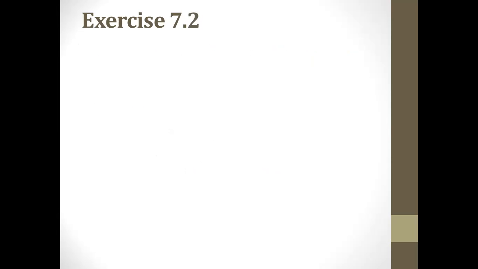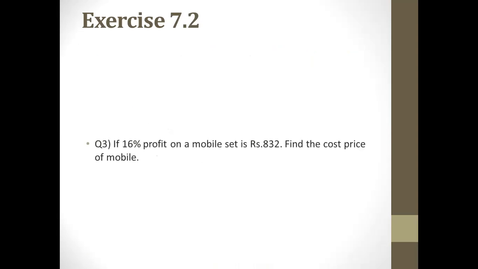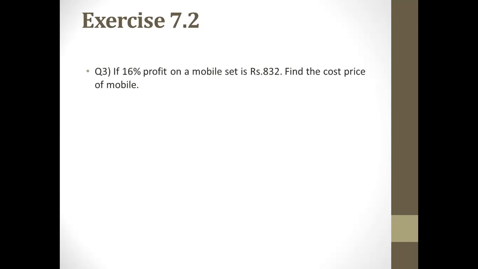Now we will start the next exercise, 7.2. In 7.2, questions number 3, 4 and 6 are included. Number 3 is: here you have given that 16% profit on a mobile set is rupees 832. Find the cost price. Students, you know that profit is equal to sale price minus cost price. The profit percent formula, which you already studied in junior class, is the profit divided by the cost price multiplied by 100. So this is the formula of the profit percent.